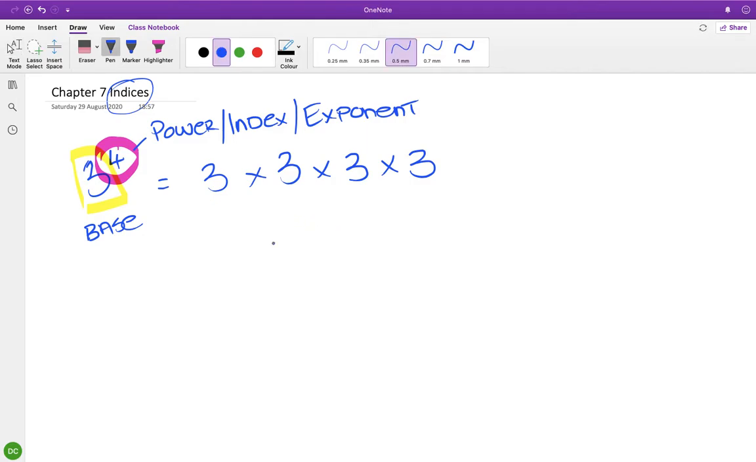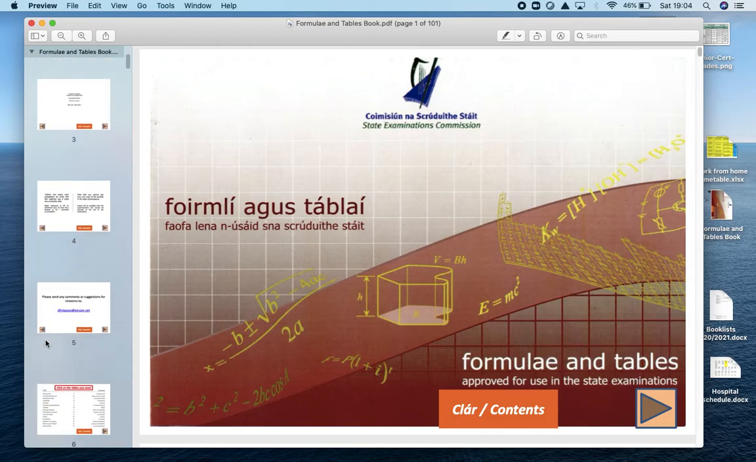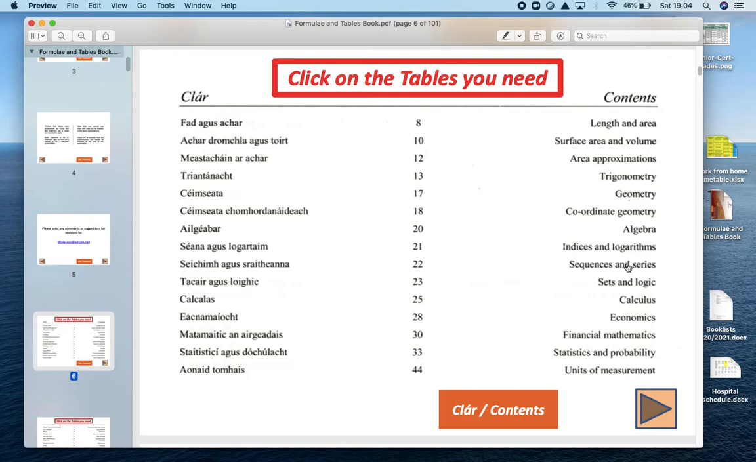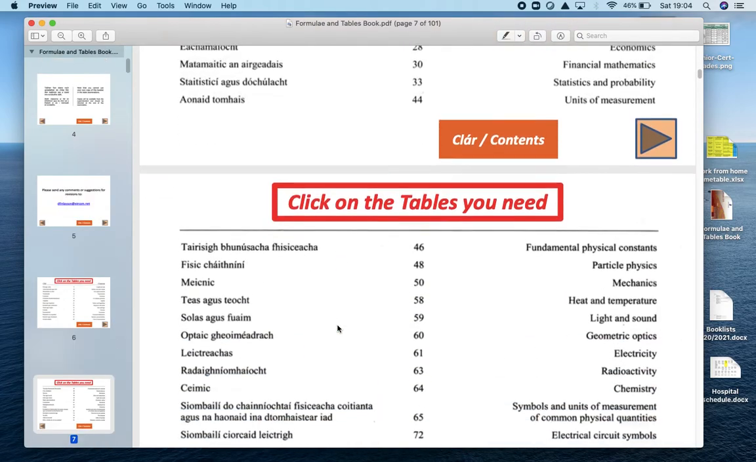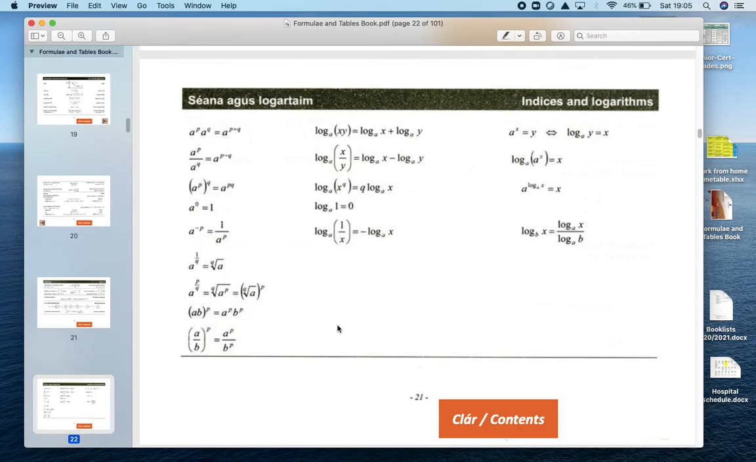Now indices are governed under a list of rules. They're just called the indice rules. So this formula and tables book, which you're all supposed to have, if I go to the contents page, you'll see here indices and logarithms on page 21. So here we are, page 21. And down here on the left hand side are the indice rules. Over here is the other thing, the logarithms.